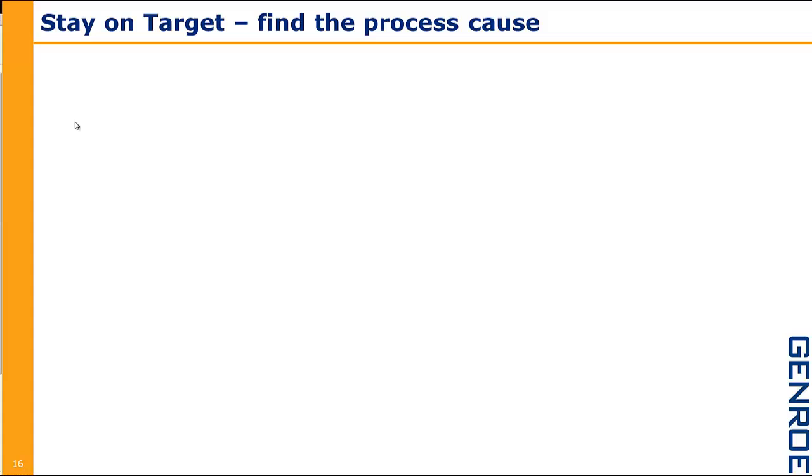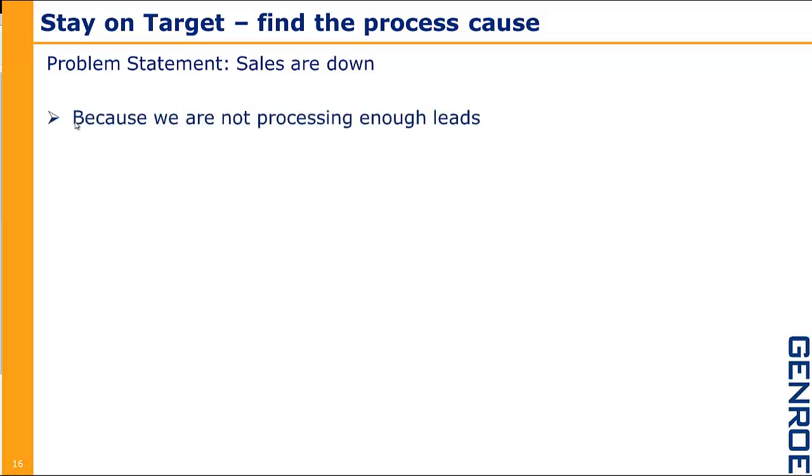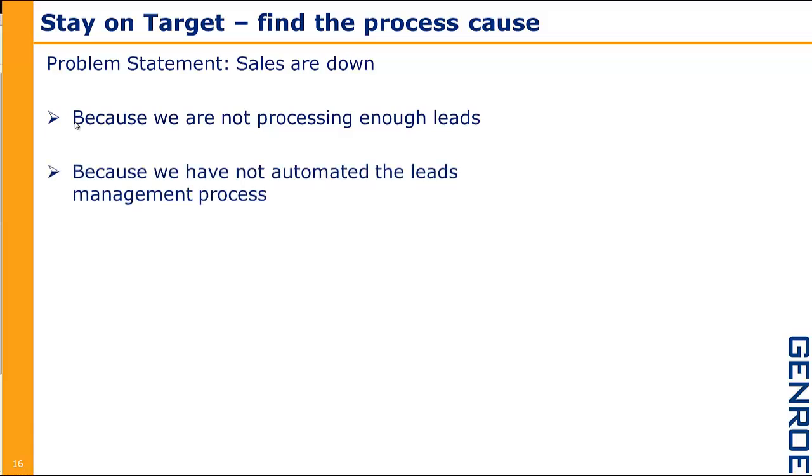So let's run that again. Okay, so let's start out with sales are down. We've been there before. Sales are down because we aren't processing leads. We aren't processing enough leads. Okay, let's go down a slightly different track. And this track is where we're not processing enough leads because we haven't automated our leads management process.